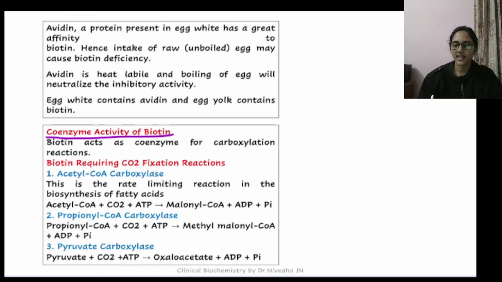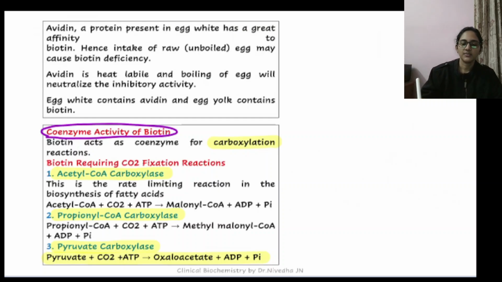What is the coenzyme activity of biotin? It is a coenzyme for carboxylation reactions, is it not? And what different carboxylase enzymes require biotin? One is acetyl CoA carboxylase, propionyl CoA carboxylase, pyruvate carboxylase. What is this enzyme pyruvate carboxylase? It is an enzyme of gluconeogenesis. And what does it catalyze? Pyruvate to oxaloacetate. Oxaloacetate is a substrate of gluconeogenesis.